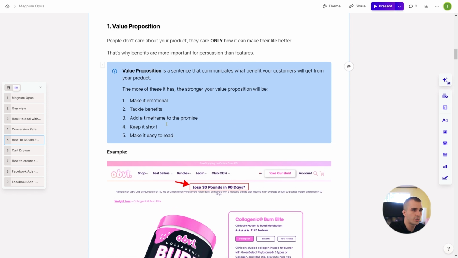And you want to keep it short. You don't want to have a long sentence, because people, especially if they're from social media, don't want to read your block of text and stuff. You just want to make it short and punchy. So for that reason, keep it short.